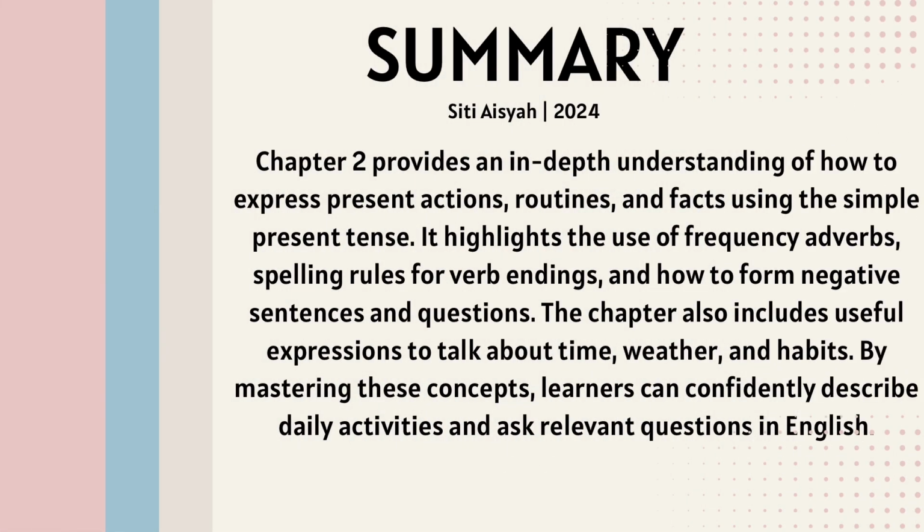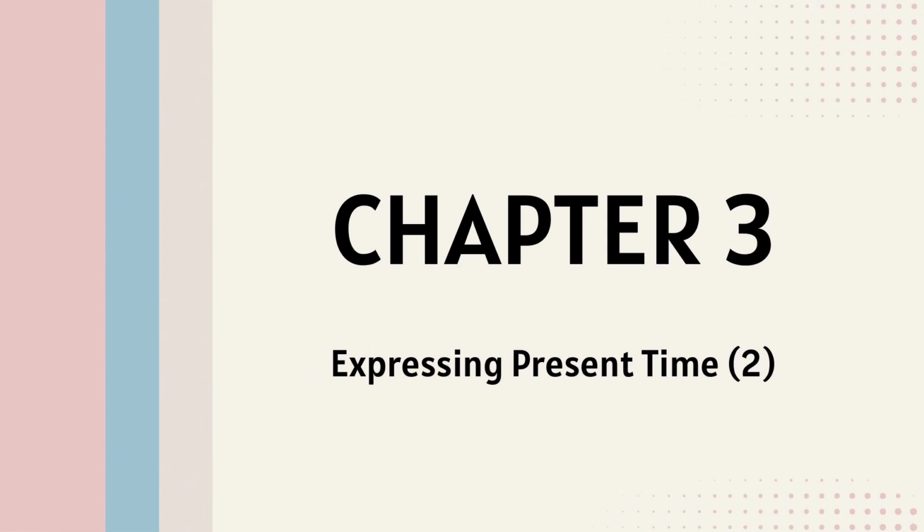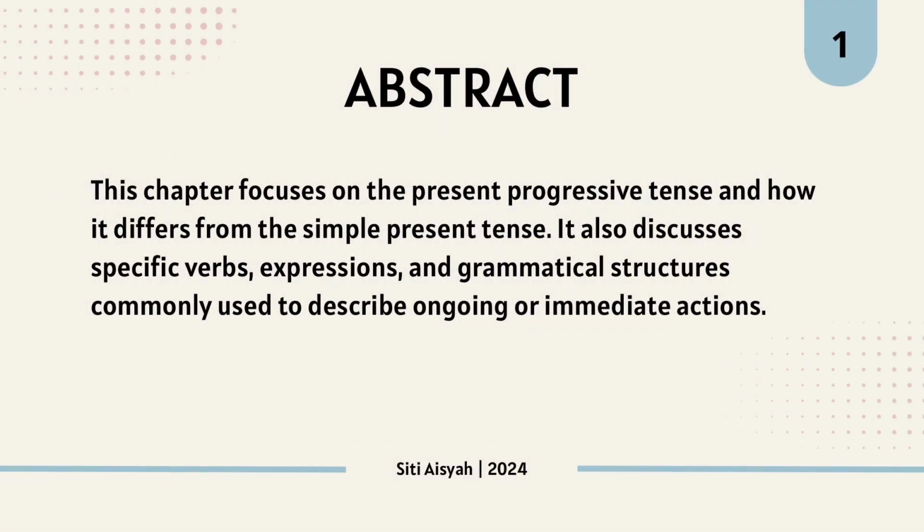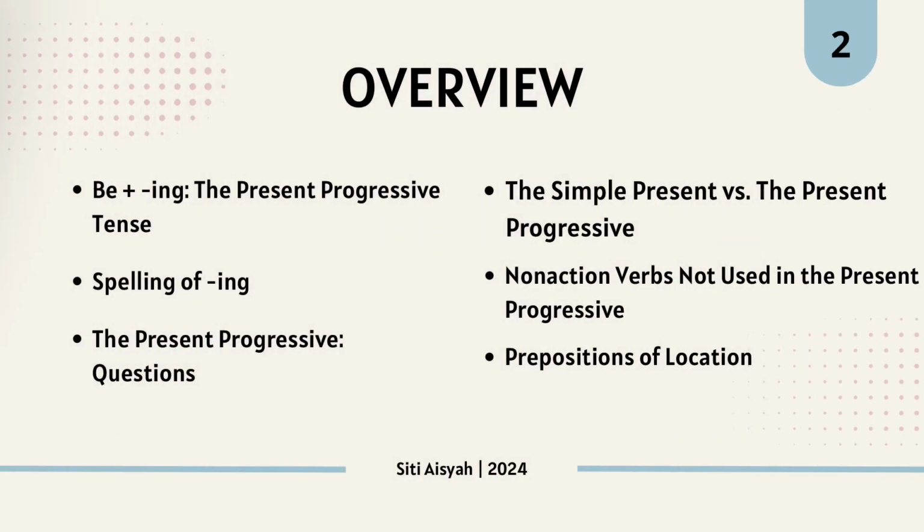The summary. Chapter 2 provides an in-depth understanding of how to express present actions, routines, and facts using the simple present tense. It highlights the use of frequency adverbs, spelling rules for verbs ending in S, and how to form negative sentences and questions. The chapter also includes useful expressions to talk about time, weather, and habits. Chapter 3, Expressing Present Time, Part 2. This chapter focuses on the present progressive tense and how it differs from the simple present tense.